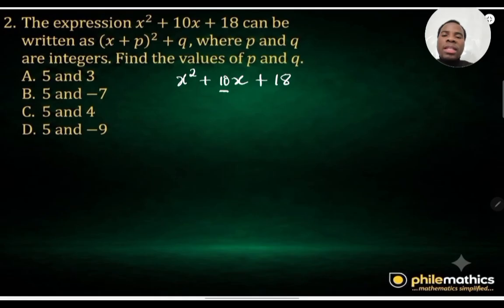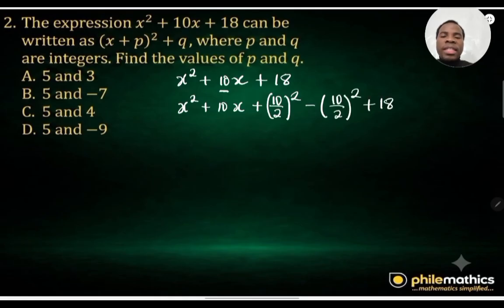So add and subtract half this coefficient. Half of 10 is 5. So we have x squared plus 10x plus half of 10, which is 10 over 2, half the square. We'll add and then subtract it. 10 over 2 all square plus 18. This is completing the square.